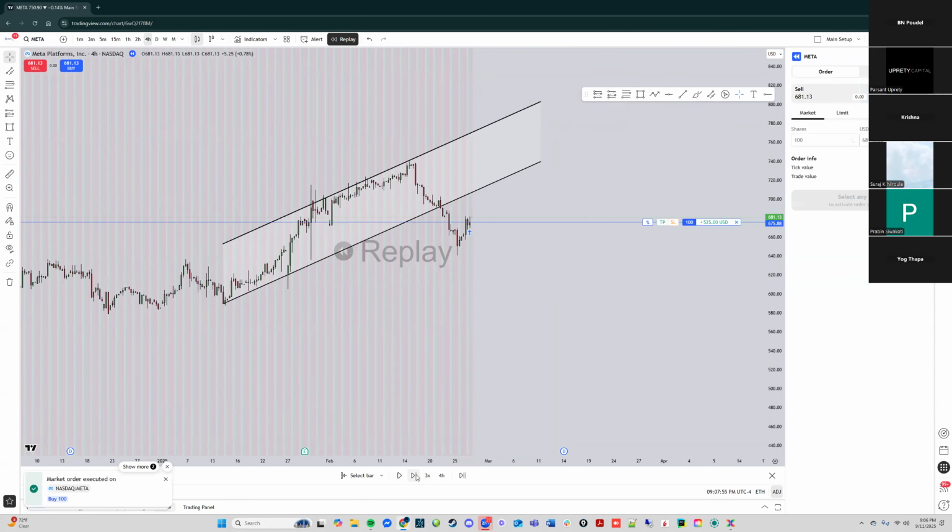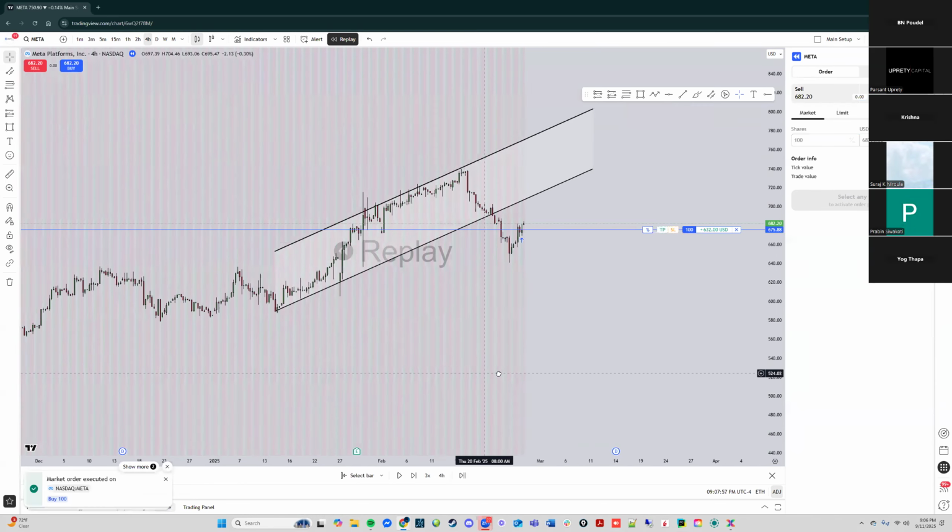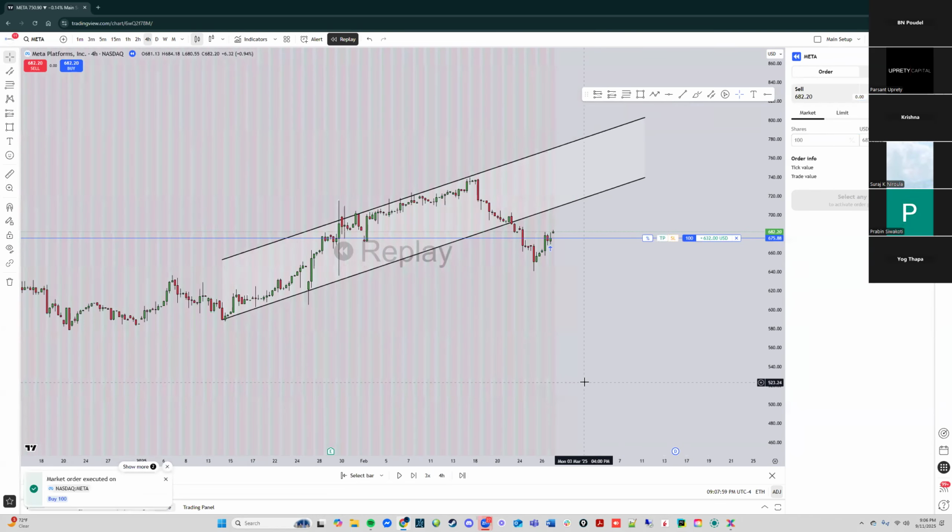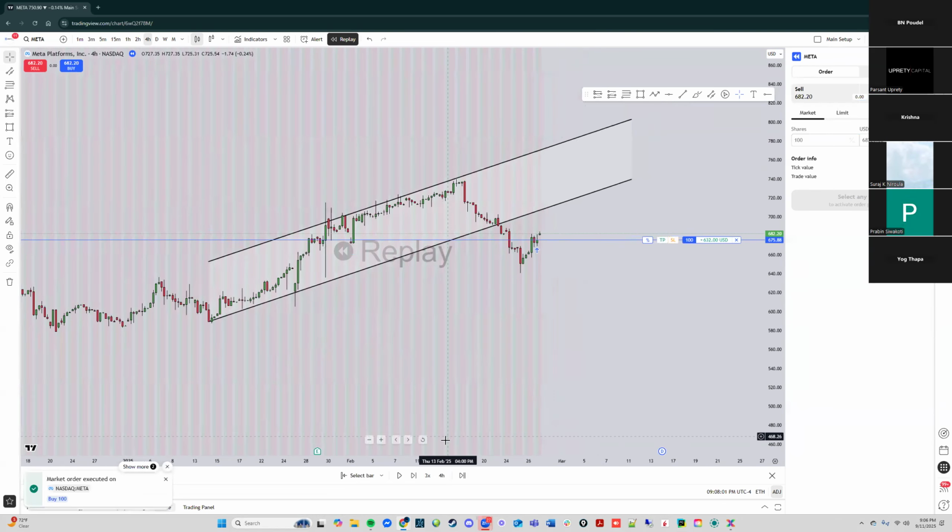Prashant, you want to color the candles possibly so they have a better idea? Here we go. Better? Yep. Okay, somebody said buy.